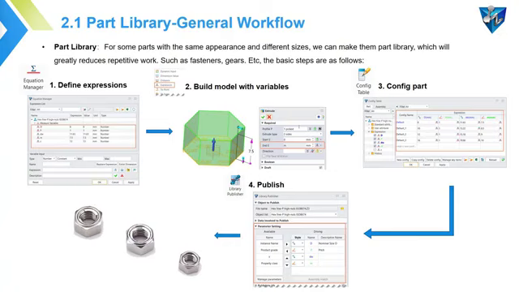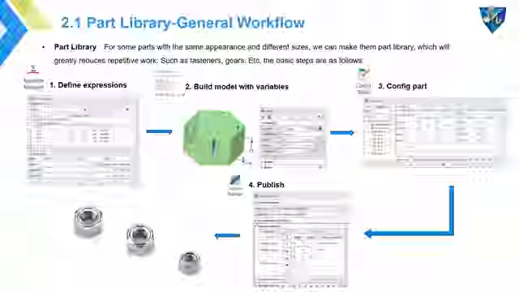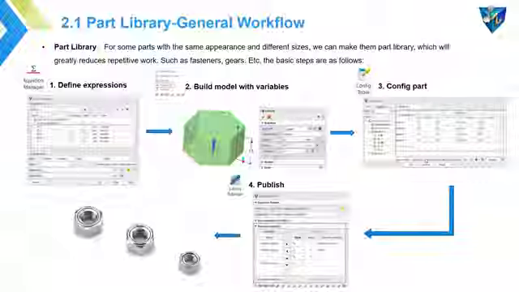First, I will show you the general workflow to create part library. Step 1. We need to predefine the necessary variables or expressions. The variables and expressions will drive the model sizes later. Step 2. We need to build the parametric model, and the main dimensions are linked to the variables or expressions.